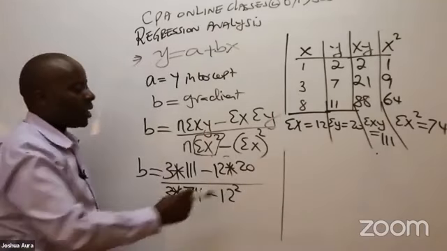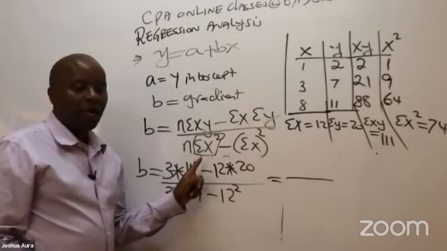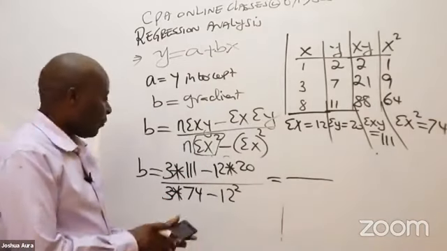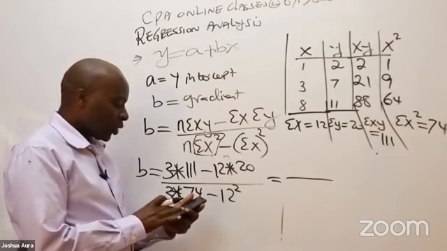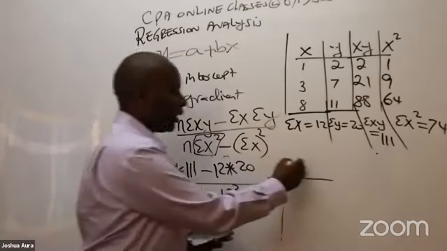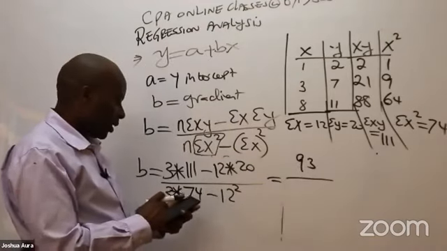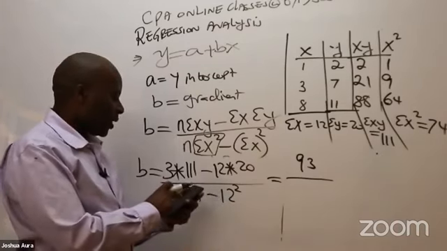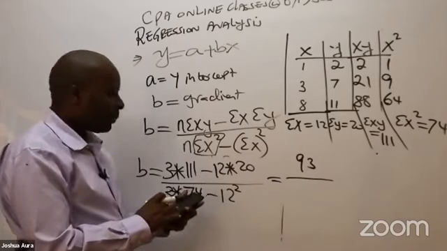Now, ladies and gentlemen, from there we shall get our numerator and denominator separately before we get the quotient. So this will be 3 times 111 minus 12 times 20, which gives me 93. How about the denominator? This is 3 times 74 minus 144. You see, in this case 12 squared is 144, and that ends up giving me 78.